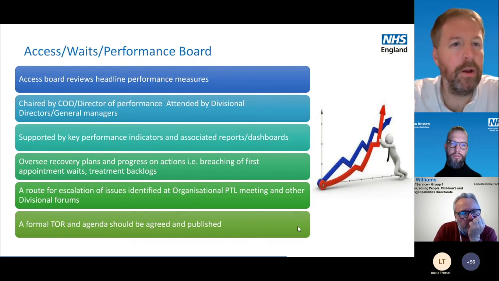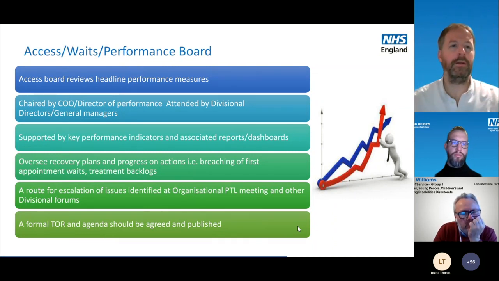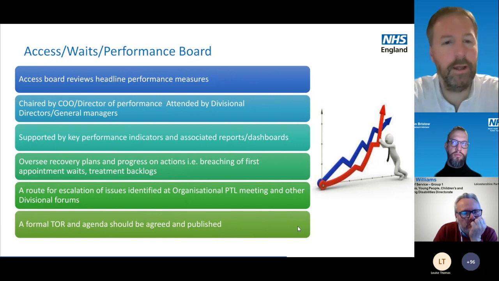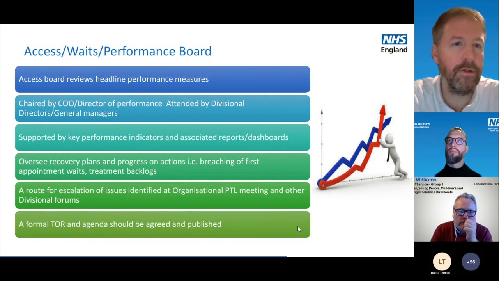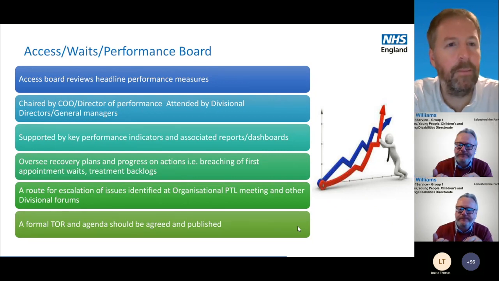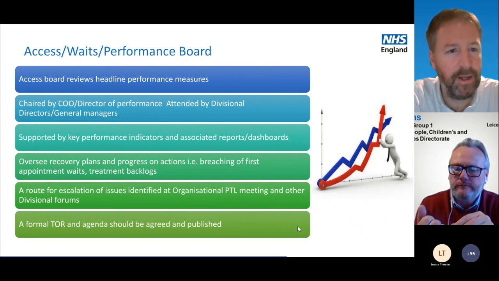So this is more about looking at the slightly longer term trend, looking at a broader suite of KPIs, although consistent with what's being looked at in the PTL meetings, and looking at some of that bigger picture stuff, as well as, of course, receiving escalations from the other PTL meetings that feed into it.